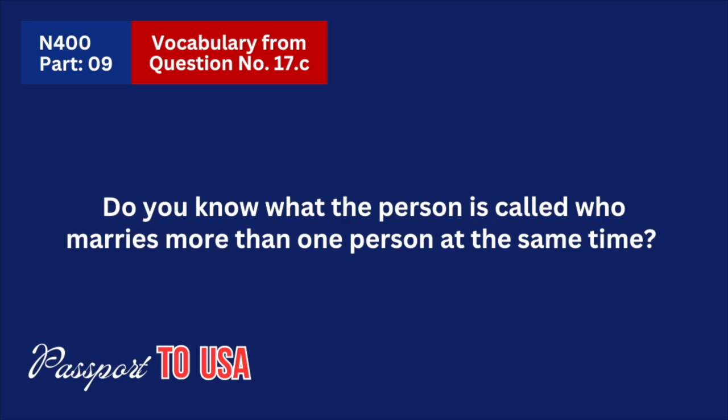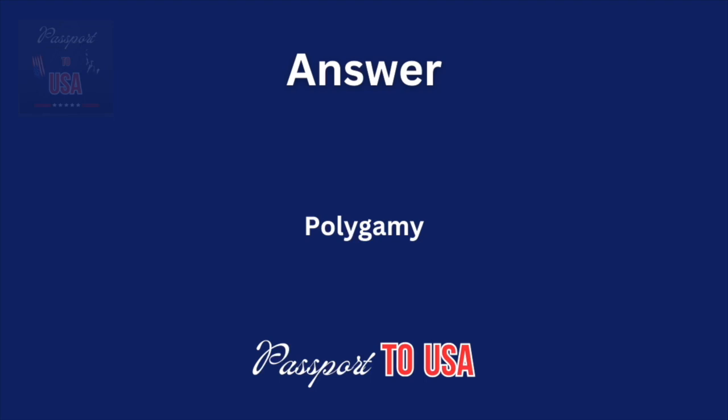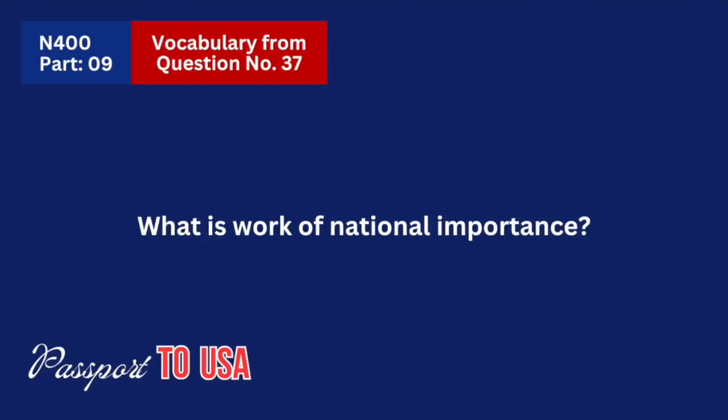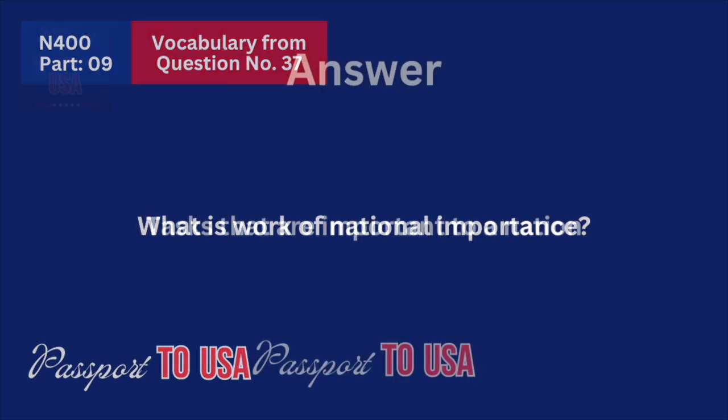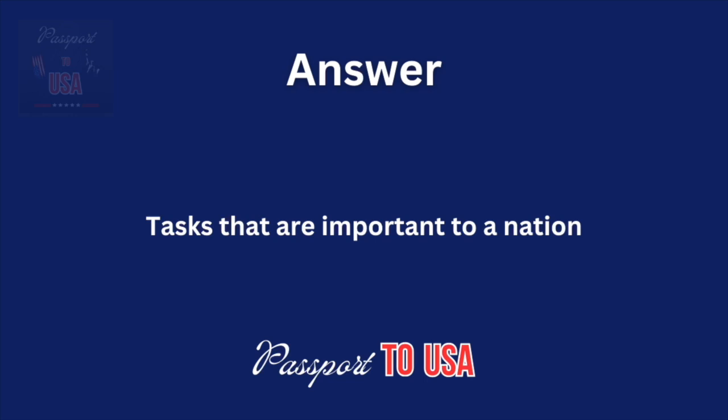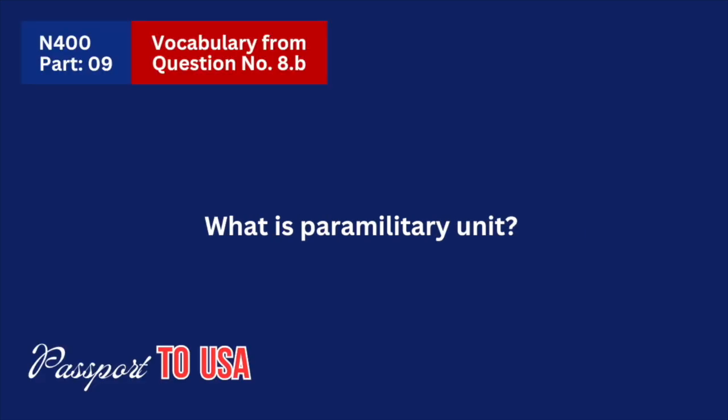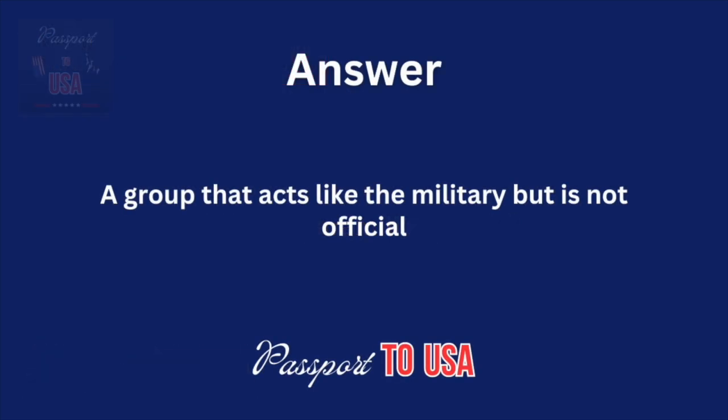Do you know what the person is called who marries more than one person at the same time? Polygamy. What is work of national importance? Tasks that are important to a nation. What is paramilitary unit? A group that acts like the military but is not official.